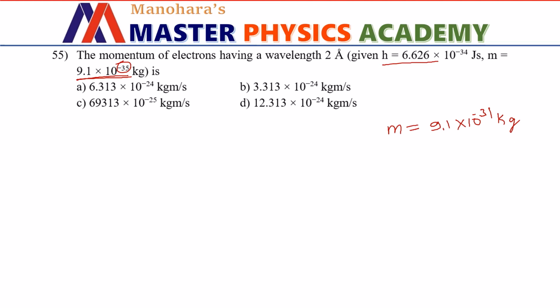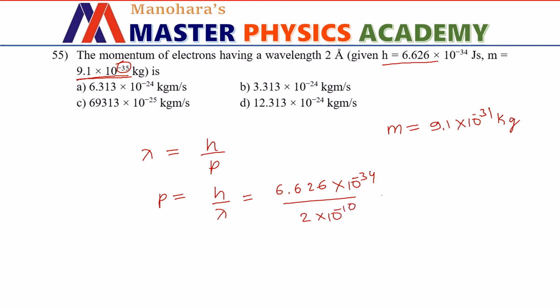But actually we don't require this data in this numerical. According to matter waves, the wavelength of matter waves is given by h divided by p. Therefore momentum will be equal to h divided by lambda. Just substitute now 6.626 into 10 to the power minus 34 divided by 2 angstrom, that is 2 into 10 to the power minus 10 meters. So solving this, no need to solve at all, you will get that it should be 3 point something into 10 to the power minus 24, which is given in option B, the right choice.